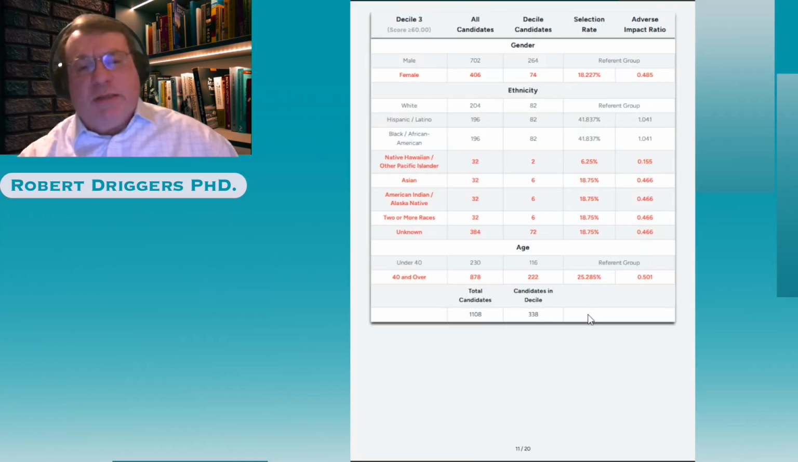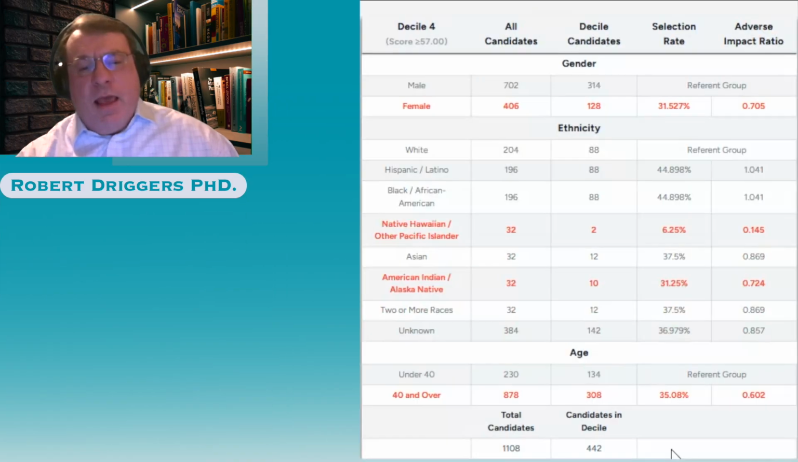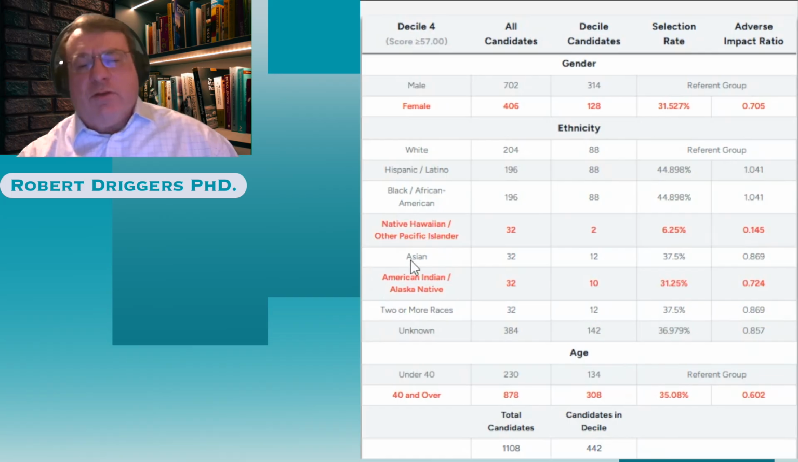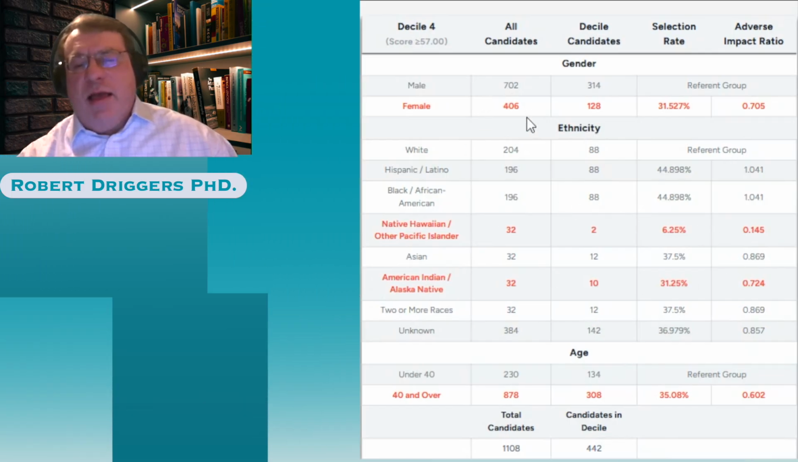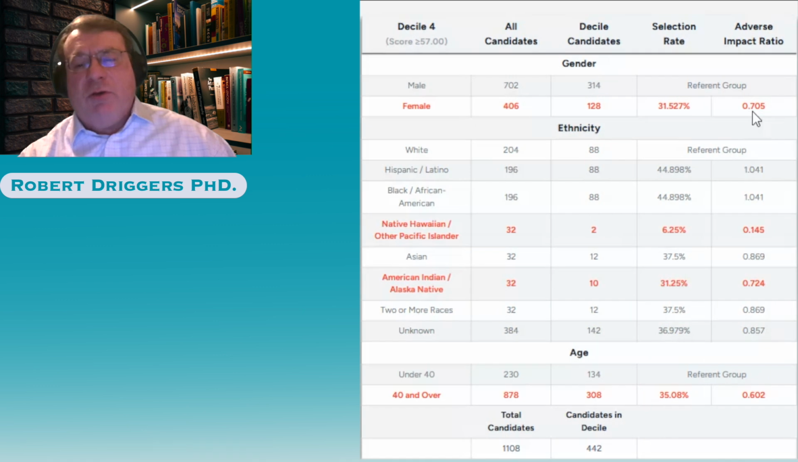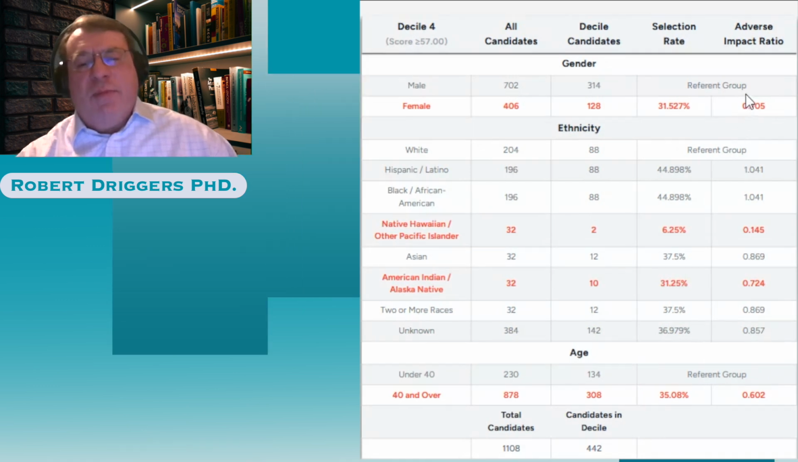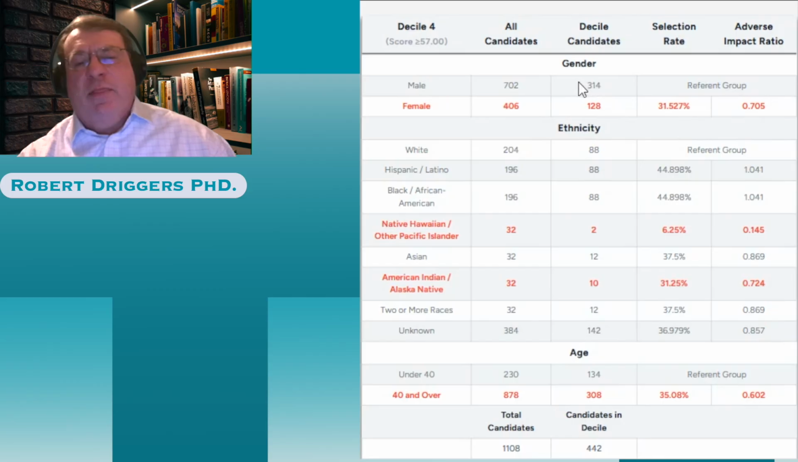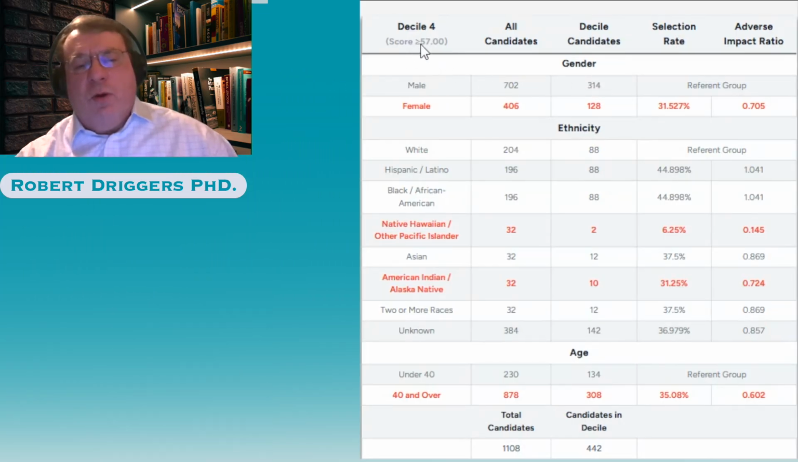So now we'll move to decile 4. And notice how things are starting to pick up. Things are starting to clean up. Females still have adverse impact, but their ratio is now 0.70. This means that the ratio of females passing is closing in on the ratio of males passing as we lower the cut score to 0.57 in this sense.